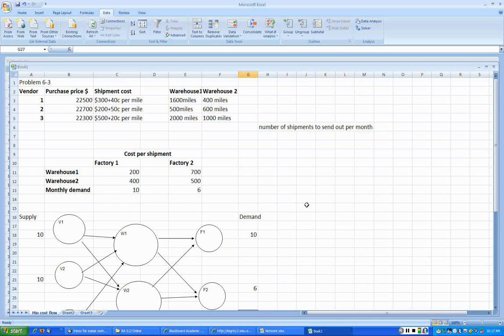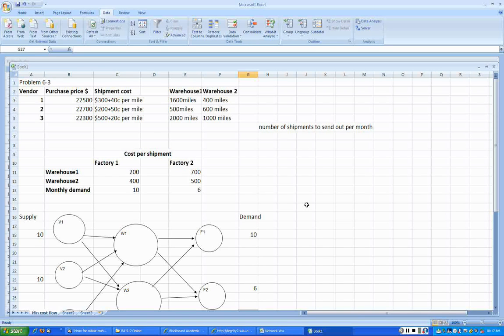Here we are looking at the flow of materials or people from one place to another, and we want to do that in a minimum cost way. So that's why it's called the min cost flow problem. Now I draw your attention to one of the problems, problem 6.3 in your problem data set.